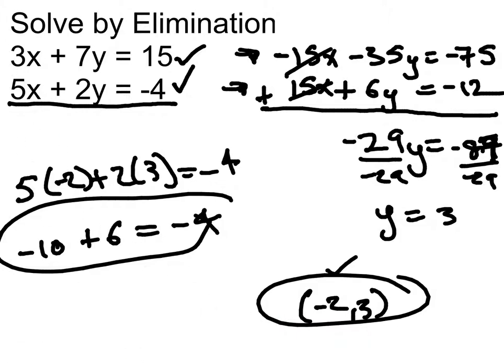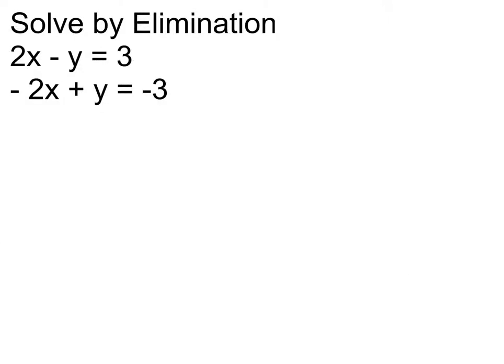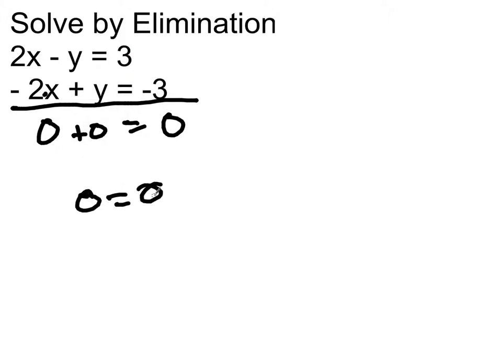Alright, let's move on to the next one. So we're going to solve this one by elimination. This one we already have opposite coefficients, so let's just add these two things together. If you add 2x and negative 2x, you get 0. If you add negative y and positive y, you get 0. If you add 3 and negative 3, you get 0. So I have 0 equals 0.